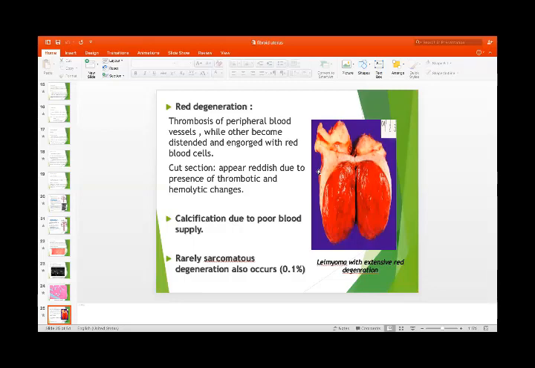If there is pregnancy with fibroid, the degeneration which occurs is red degeneration, and it appears red due to the presence of thrombosis and hemolytic changes, with engorged red blood cells in the vessels. Calcification can also occur due to the poor blood supply. Rarely it may undergo sarcomatous degeneration. It occurs in 0.1%. So this is how the degenerations would appear.